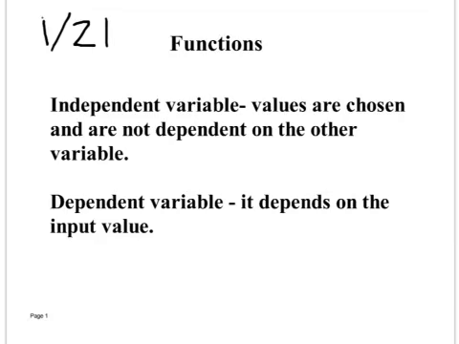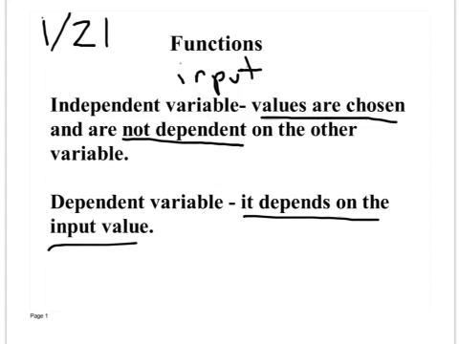Functions. Okay, there's two things you need to know about functions. There's an independent variable and a dependent variable. The independent variable are values that are chosen, and that are not dependent on the other variable. These values are chosen so that we call them our input. Because they do not depend on anything else, they are independent. Dependent variable, it depends on the input. We call this our output.